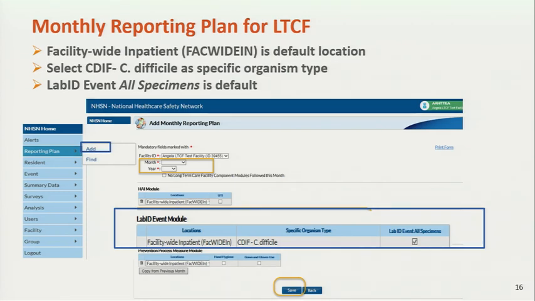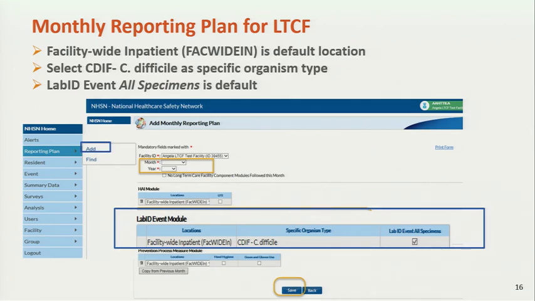We talked about the steps to adding a monthly reporting plan, but I do want to, again, talk about this specifically as it relates to C. difficile in your monthly reporting plan. So on the left navigation screen, you'll go to Reporting Plan and then click Add. Select the month and year for which you plan to conduct surveillance and submit data to NHSN.